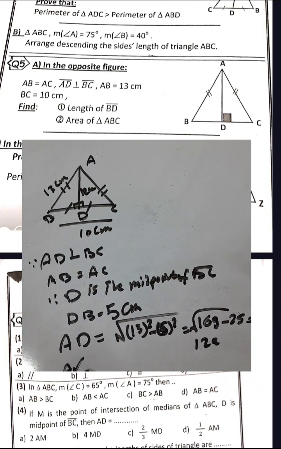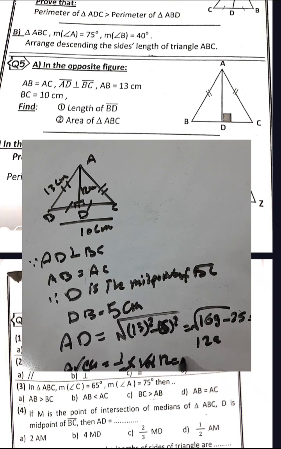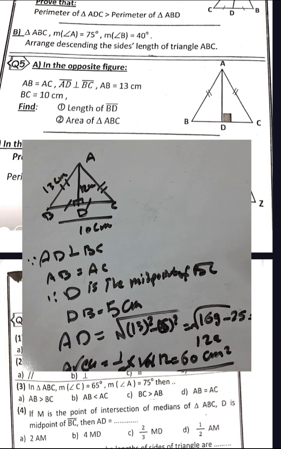And then we can find the area by half times the base times the height. The base was 10 and the height was 12. Half of 10 is 5. 5 times 12 equals 60 square centimeters.